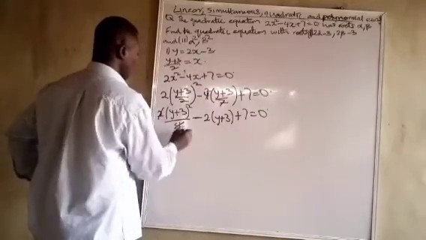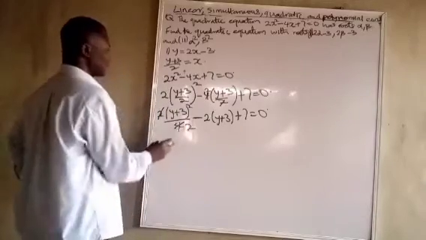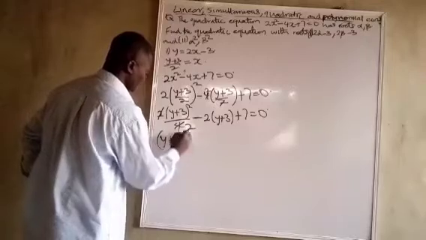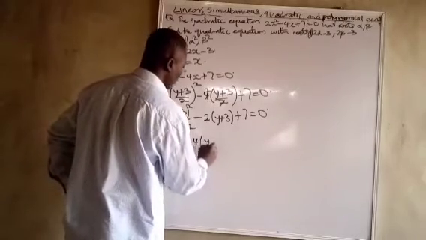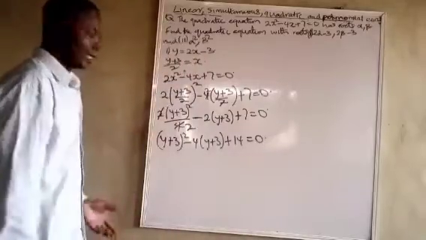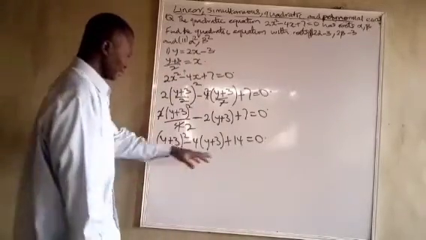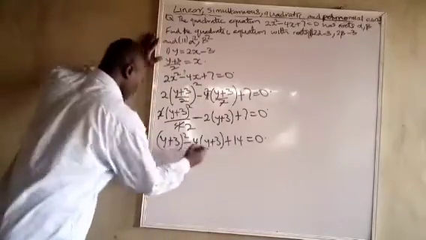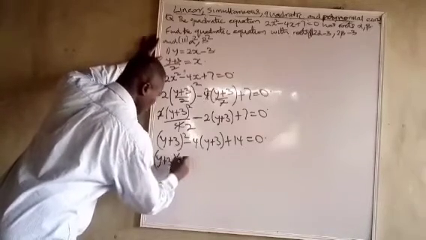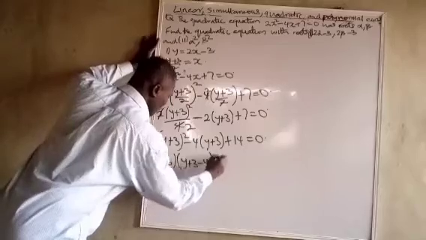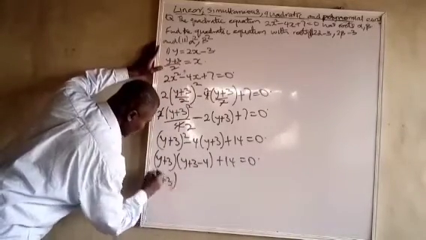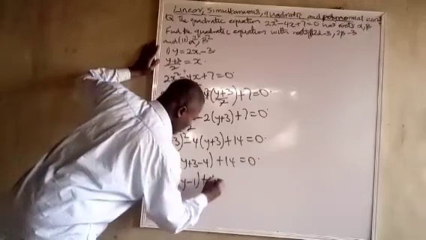So this one cancels this one too. Let me multiply by 2. If I multiply by 2, I'm going to have y plus 3 squared minus 4 into y plus 3 plus 14 equals 0. Now I can work this out straight. This gives me y plus 3 into y plus 3 minus 4, plus 14 equals 0, and that is y plus 3 into y minus 1, plus 14.